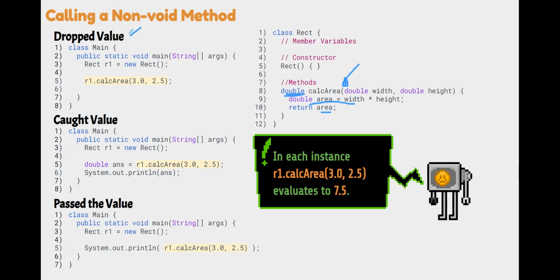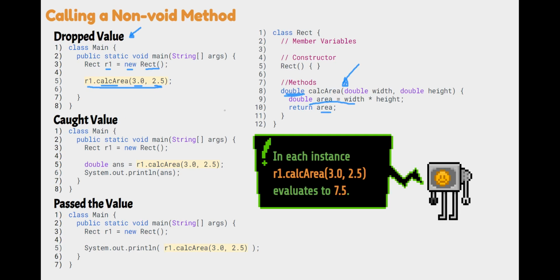On the top left, we have an example of where we drop that returned value. So you can see we are declaring a rectangle named R1. We are setting it equal to the memory address returned when we called the constructor with no parameters. On line 5, we are calling that non-void method. We are passing in two actual parameters, a double literal of 3.0 and a double literal of 2.5. This whole statement is going to evaluate to 7.5.